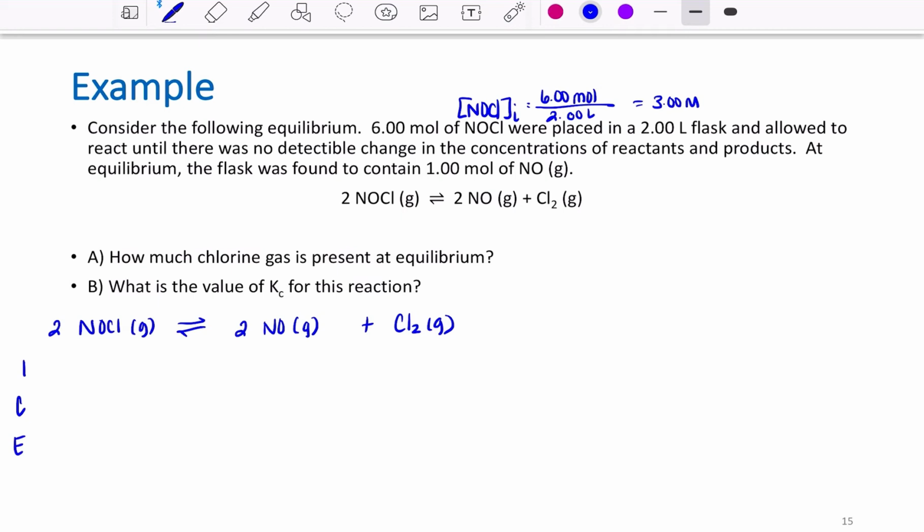Initial change equilibrium. Initially, I have 3 molar NaCl. I don't have any NO present, and I don't have any Cl2 present. Now change, I'm going to say minus 2x. The coefficient out front becomes the coefficient on what's changing, since it's the number of moles that are changing. I have X number of moles reacting, but 2 of that for this reaction specifically. So I have to say 2 times that number of moles. This produces 2x moles of NO and 1x mole of Cl2.